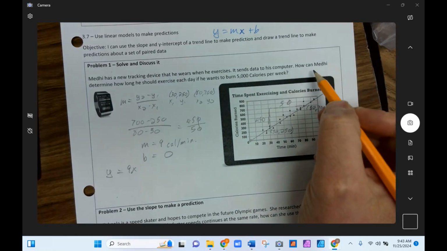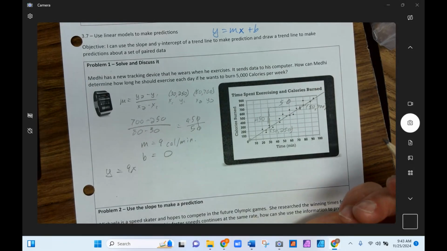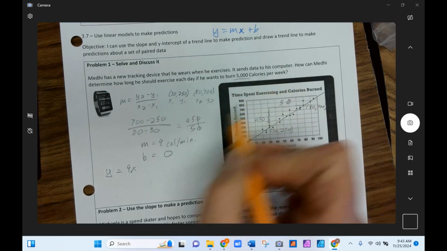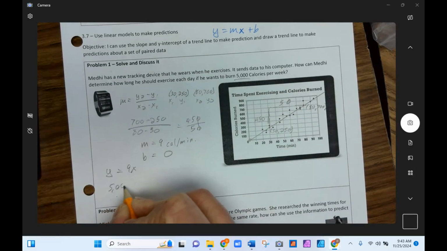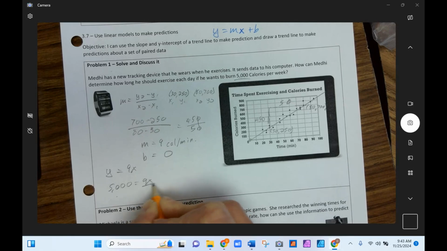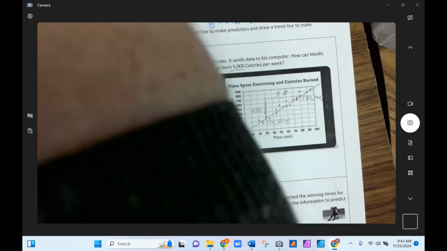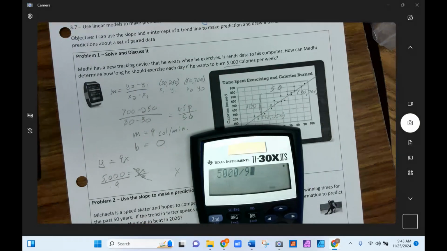And then we want to figure out if he wants to burn 5,000 calories per week. Oh, it's per week. Duh. So then we're going to take this 5,000. That's calories burned, the y-axis right here. So we take that 5,000 and plug it in for y in 9x. So we divide by 9 on both sides, and we get 5,000 divided by 9. It gives us 555.5.